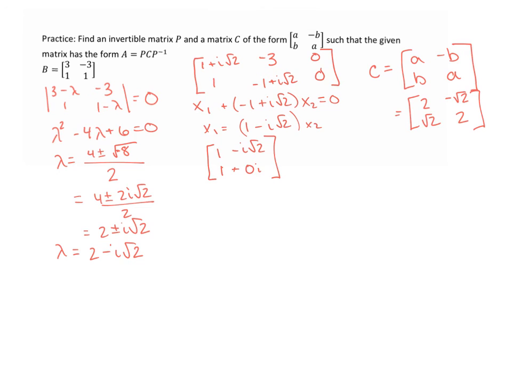And if I look at that as 1 and then 0, because to find P, we take the real parts. These first numbers give me the first column of P. So I have 1, 1. And then the second column of P comes from the coefficients of the imaginary numbers. So negative i root 2, I'm just going to have negative root 2. And then 0i, I'm just going to have 0. Okay, so that is how we would find this breakdown, PCP inverse.